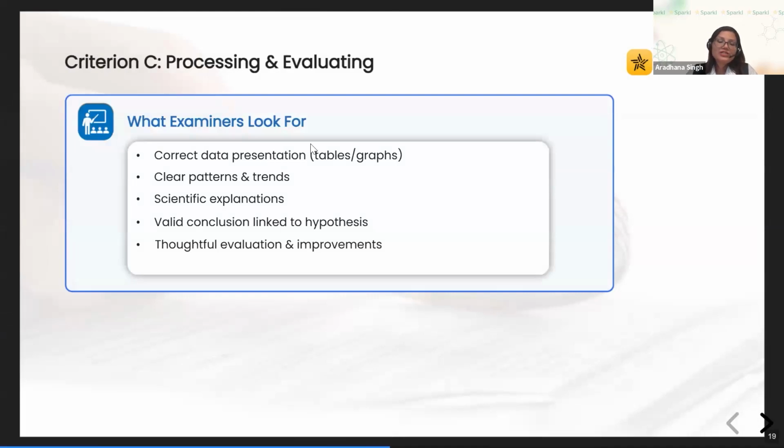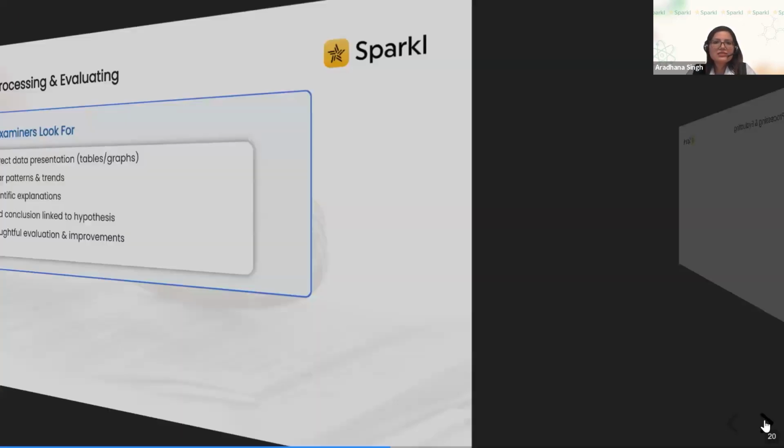What does the examiner look for? Tables and graphs. This is a very important step in investigation. Clear pattern and trend. Scientific explanation, valid conclusion, and thoughtful evaluation and improvement. All these points we have already discussed.